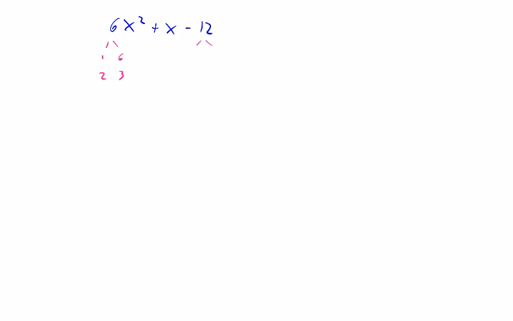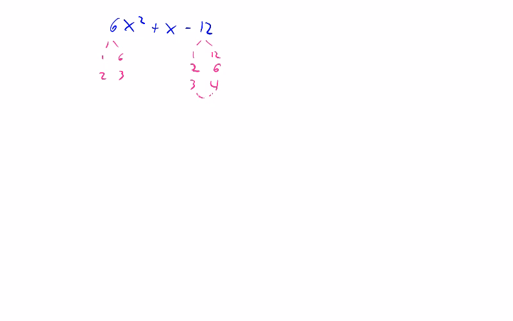We could factor that into, let's see, we could go 1 and 12. We could go 2 and 6. I almost forgot that one. And we have 3 and 4. And once we get to 2 that are just 1 apart, we know we've reached the end. So those are the possibilities.